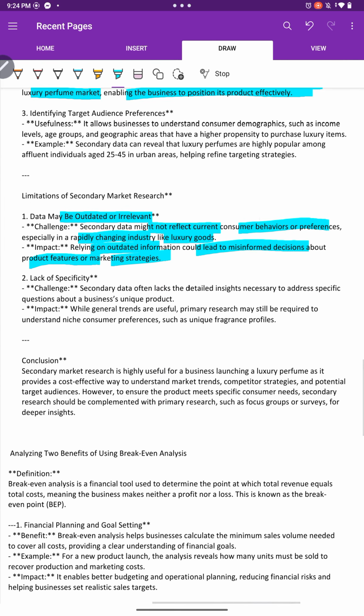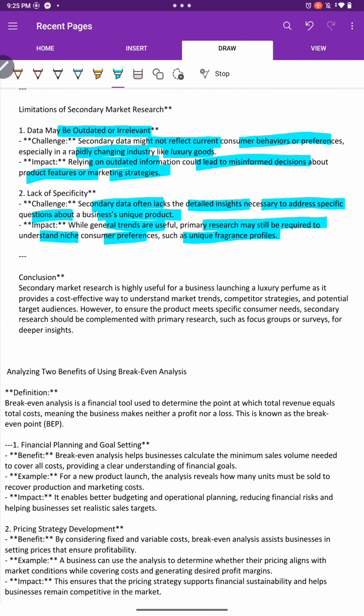However, there is a lack of specificity. Secondary data often lacks the detailed insights necessary to address specific questions about a business's unique product. While general trends are useful, primary research may still be required to understand niche consumer preferences such as unique fragrance profiles. In conclusion, secondary market research is highly useful for a business launching a luxury perfume as it provides a cost-effective way to understand market trends, competitive strategy, and potential target audience. However, to ensure the product meets specific consumer needs, secondary research should be complemented with primary research such as focus groups or surveys for deeper insights.